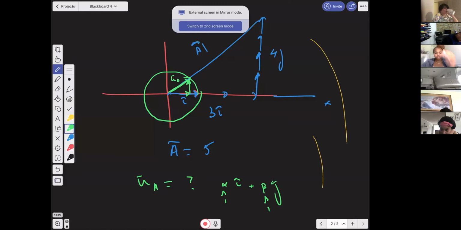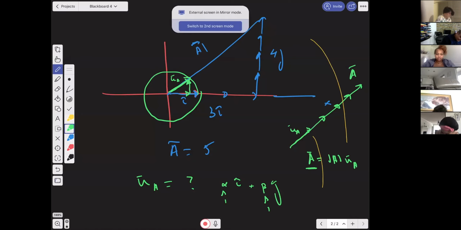Yes, it's less than 1 in both i and j. This is u sub A. This is A, the vector A. I'm looking for a vector such that if you magnify u sub A 5 times, 1, 2, 3, 4, and 5, you get A. The magnitude of A times u sub A will cover the vector A. So u sub A is simple: the vector A divided by the magnitude of A. So I'm looking for this vector.